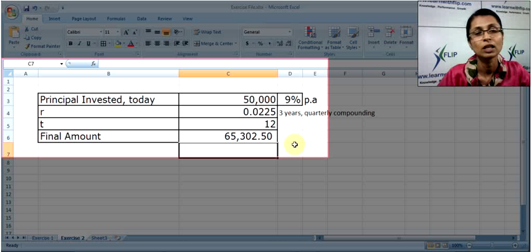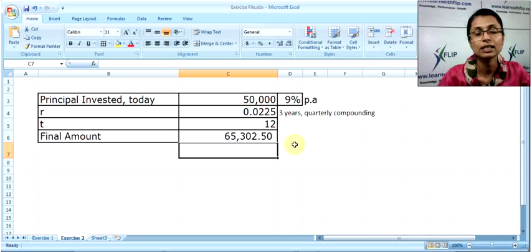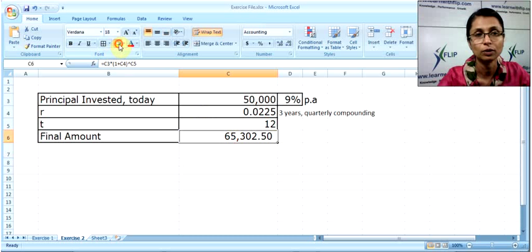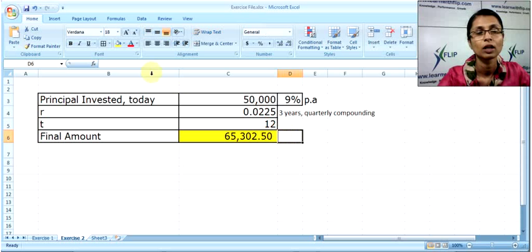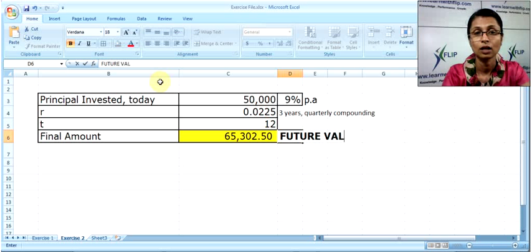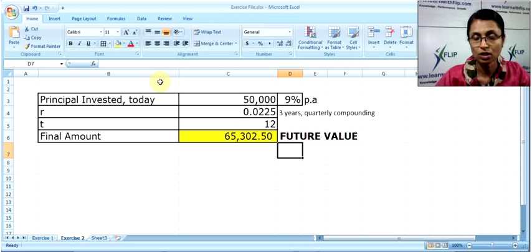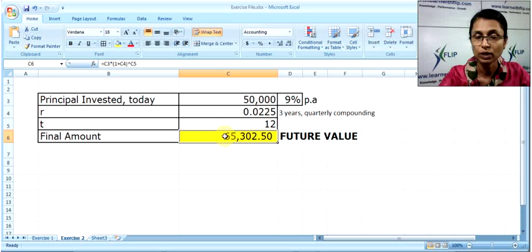65,302 rupees 50 paise is the future value of the rupees 50,000 invested today. It is the future value 3 years from now, assuming a 9% rate of return with quarterly compounding. That should help you understand what future value is and how it is calculated.